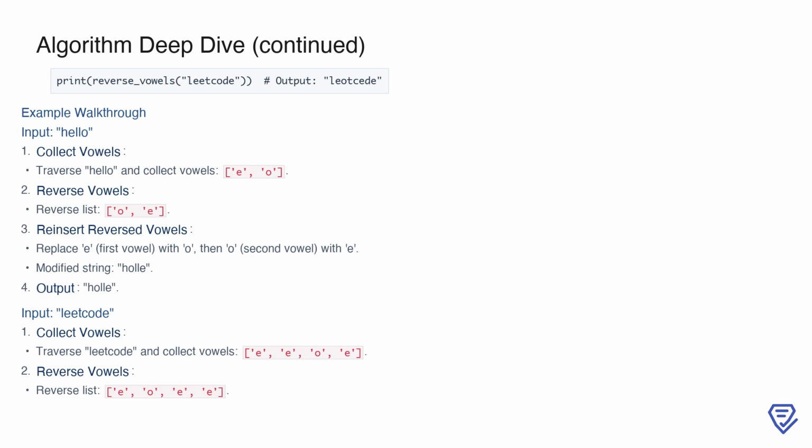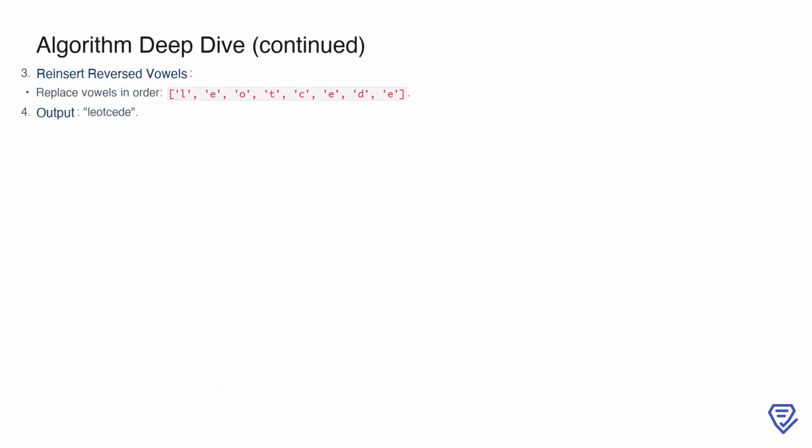This example demonstrates how the algorithm handles strings with multiple vowels, ensuring that the reversal is accurate and the positions of non-vowel characters remain unchanged. The output for this input is LeetSeed. The final step in the example walkthrough is to complete the reinsertion process for the remaining vowels. Starting from the beginning of the string, each vowel is replaced with the corresponding vowel from the reversed list, one by one. For LeetCode, the vowels E, O, and E are replaced in sequence, resulting in the final string LeetSeed. This demonstrates how the algorithm ensures that vowel order is reversed while maintaining the original positions of all non-vowel characters.